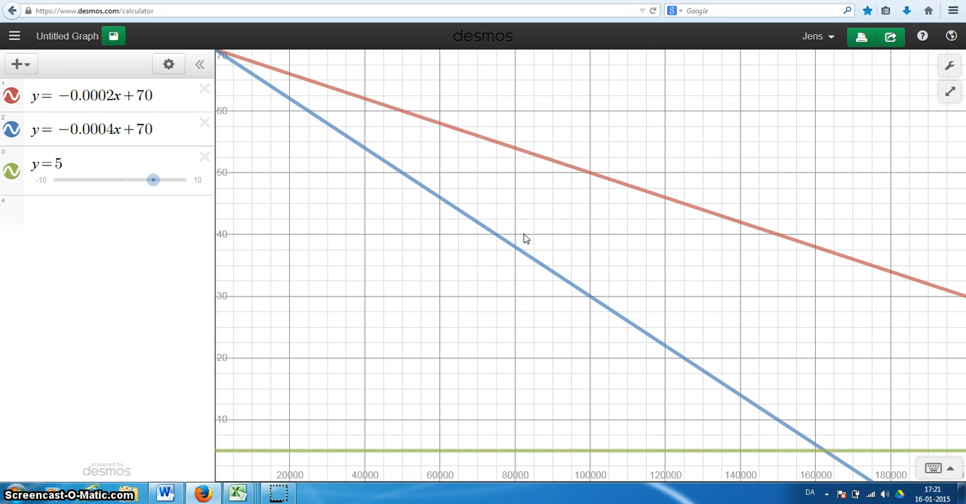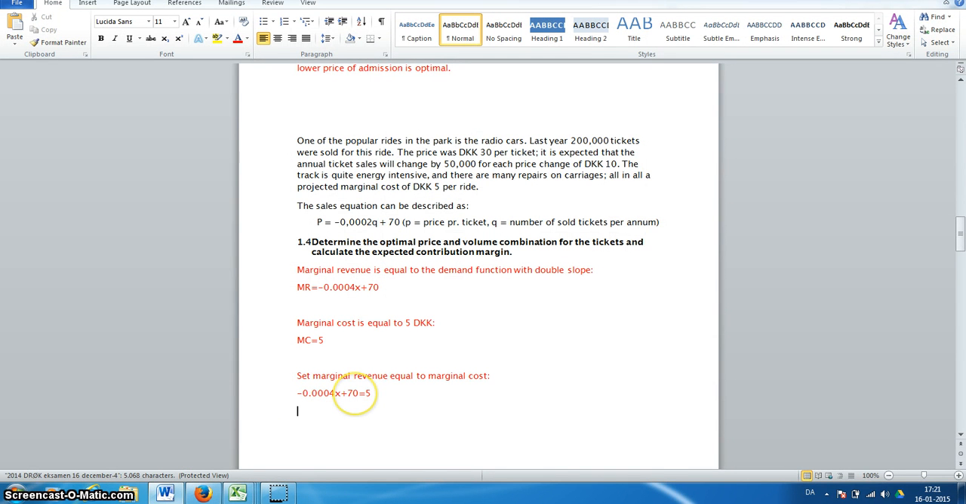Yes, the intersection that we are looking for is the intersection between marginal revenue, which we have here, and marginal cost. And that tells us that it is optimal to reach the quantity of 162,500 rides. So that's what we write. X is equal to 162,500 rides.